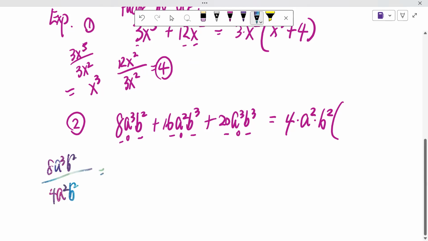And we divide it, right? So a over 4 is 2, a cubed over a squared is a, and b squared gets cancelled, so it's 2a left. The remaining term for the first one will be 2a.